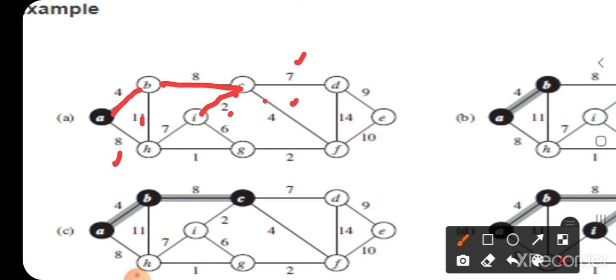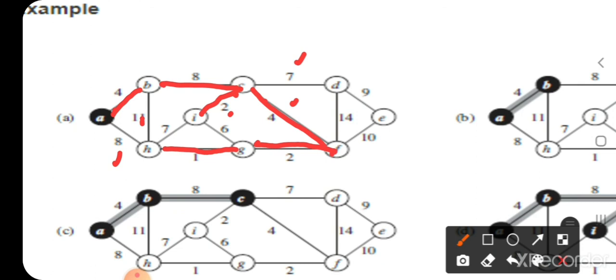Which one is the minimum one? C to F is the minimum one, so it is 4. So we will select that path. The next adjacent, which is F to G, is the minimum one, that is 2. And the next one is G to H, that is minimum cost 1. So we will select that one.